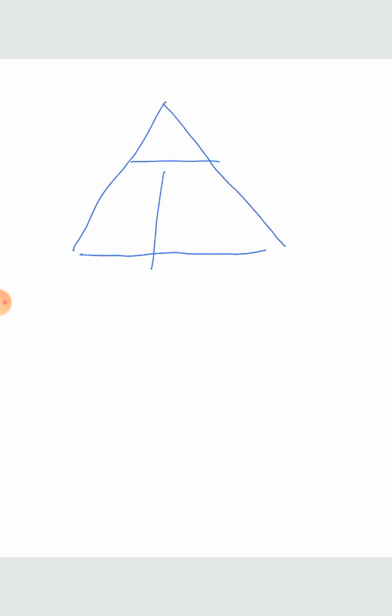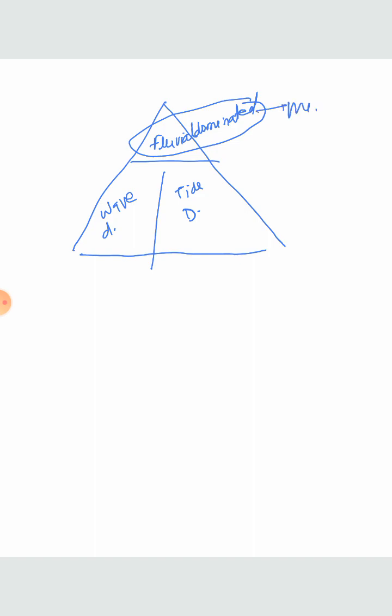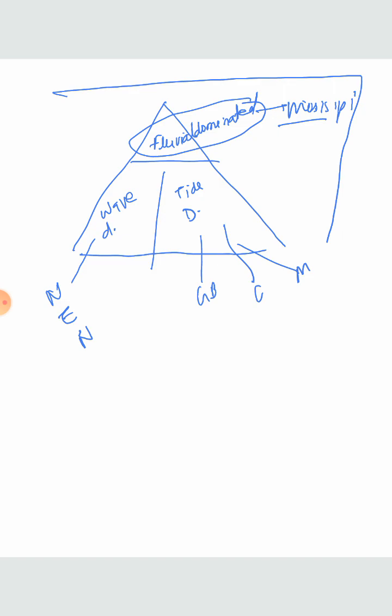So first is the classification. The classification can be divided in three types. The first one is fluvial dominated. The second one is wave dominated. And third is tide dominated. So the fluvial dominated type is Mississippi. The wave dominated type is Nile, Ebro, and Niger. And the tidal dominated is Ganga, Brahmaputra, and Colorado and Mekong. So these are the three classifications.